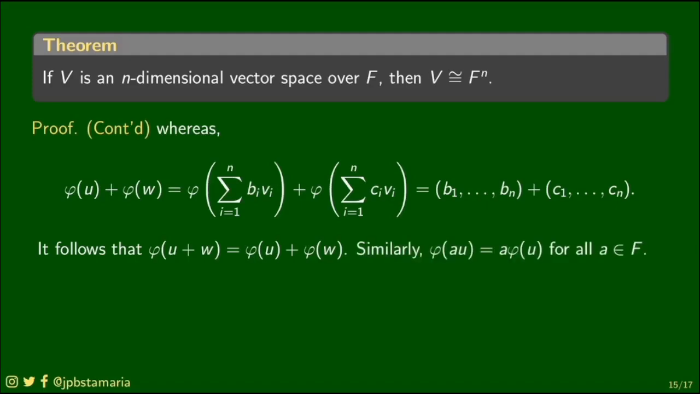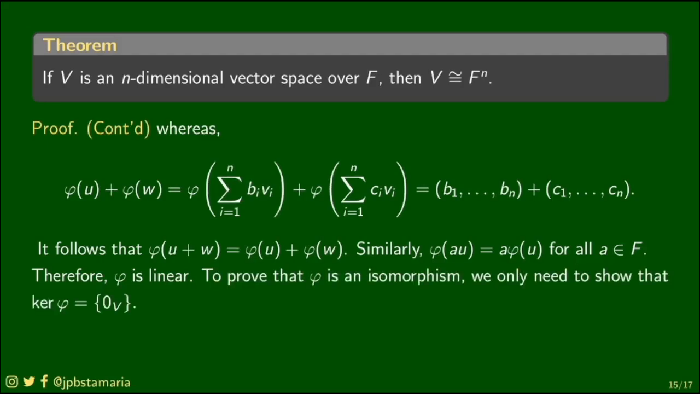The same thing can be done with the other axiom for linearity, that phi of au is equal to a times phi of u for all a in F. You just use the properties of sums. Okay, therefore phi is linear. Now, to prove that phi is an isomorphism, because both of these are n-dimensional, I just need to look at the kernel. We only need to show that the kernel of phi only has the zero vector in it.